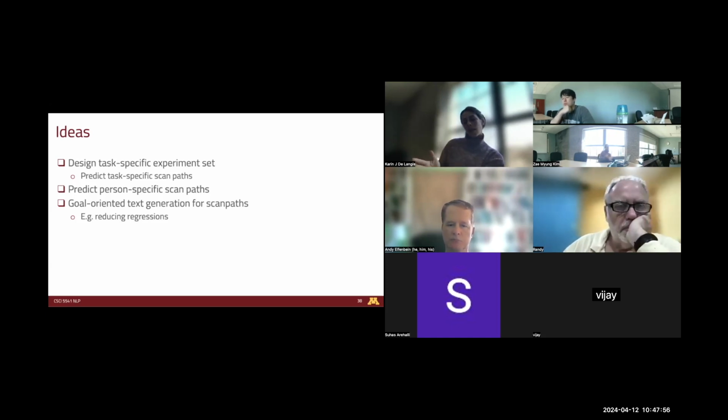And we're also toying around with the idea of whether scan paths could help us with eye movement goal-oriented text generation. So perhaps we can create a system that generates text such that the number of regressions is minimized or something like that. We're not sure if that would be a great goal for generating text, or if there's some other goal for generating text based on eye movements, if that even makes sense. So that's another thing that we would be super interested to hear thoughts on.